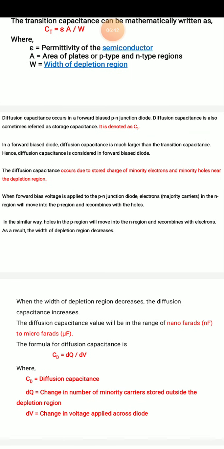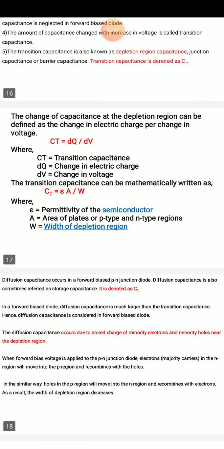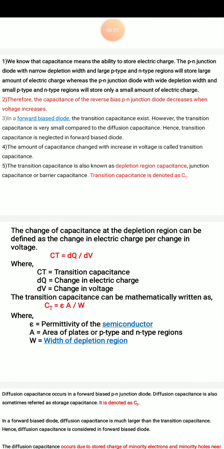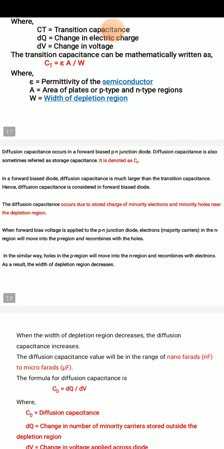Here it is, we say it is a storage capacitance, that is the CD. And what about the CT? We say it is a depletion region capacitance particularly. So please make a note of it, and it is mentioned as the CD. We know that in a forward bias diode, diffusion capacitance is much larger than the transition capacitance. That's very, very important. Hence, diffusion capacitance is considered in forward bias mode.